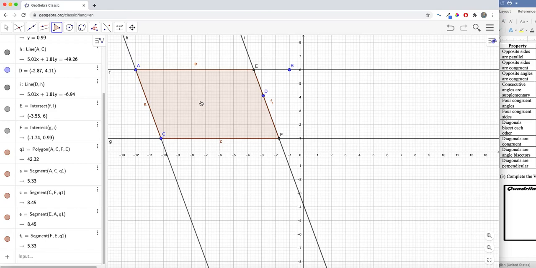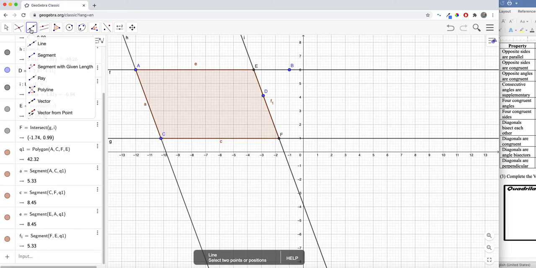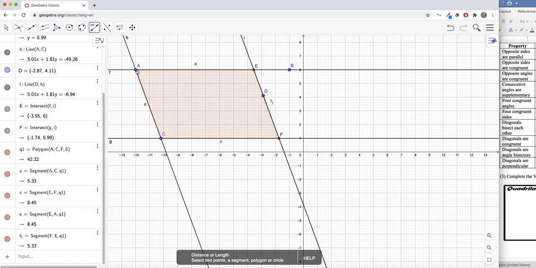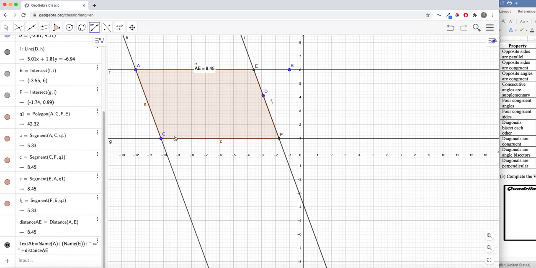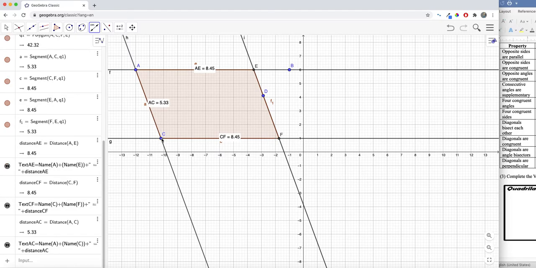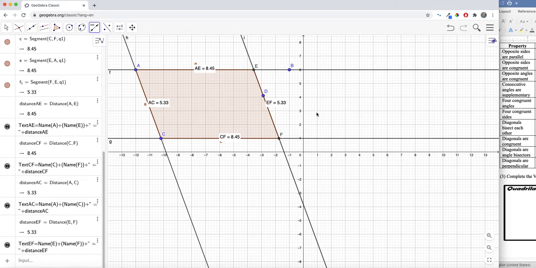So some of the properties, you can see them listed right here. Opposite sides are parallel. Obviously that's true because that's how it was constructed, and by definition that's what a parallelogram is. Opposite sides are congruent. So the way we're going to test that, we're going to measure. So if I go from here to here, and here to here, and here to here, and here to here. Okay, we can see the opposite sides are congruent, so we move on.